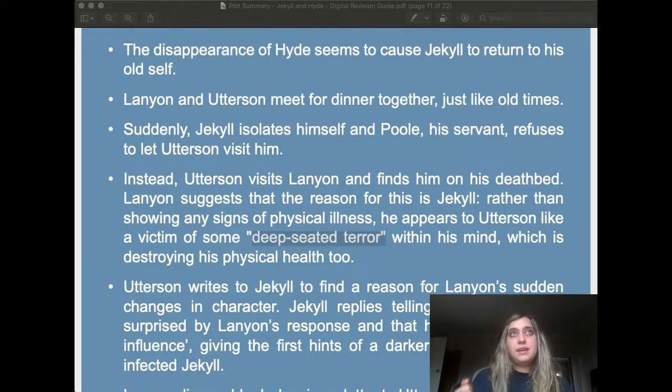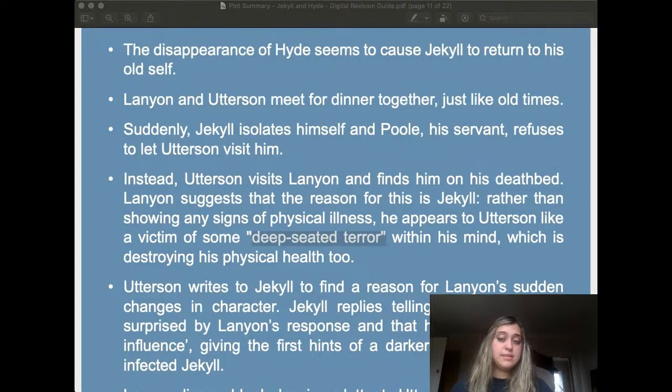Which means Lanyon is sort of a true scientist. So we try and analyze Lanyon as what we call a foil to Jekyll. He's a foil character because he's like Jekyll. They're both doctors, they're both scientists, but Jekyll is immoral. He doesn't care about good and evil. He just cares about what he is capable of doing.